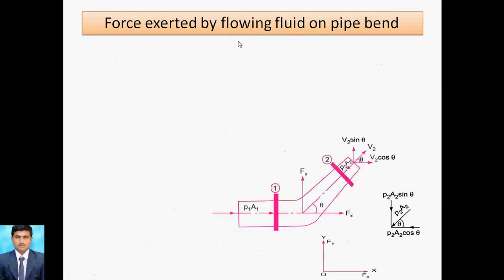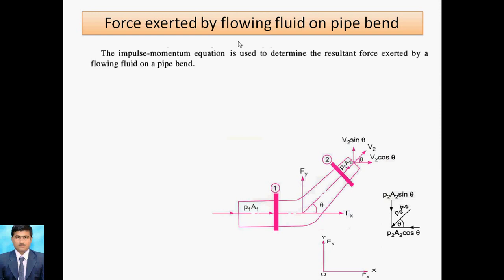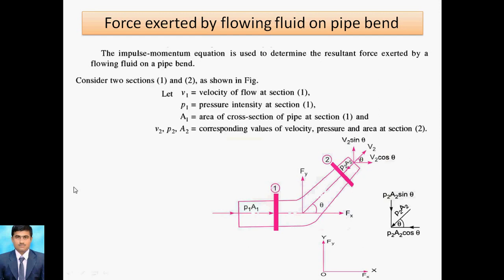Now we'll discuss this change of momentum in a bending pipe. Whenever the cross-section area changes, or you can say there is a change in the momentum, that causes the impulse momentum equation. So here this is the pipe, considering point number 1 and point number 2. The flow is going from this side to the upper side. We use the impulse momentum equation to find the resultant forces acting on this flowing fluid.